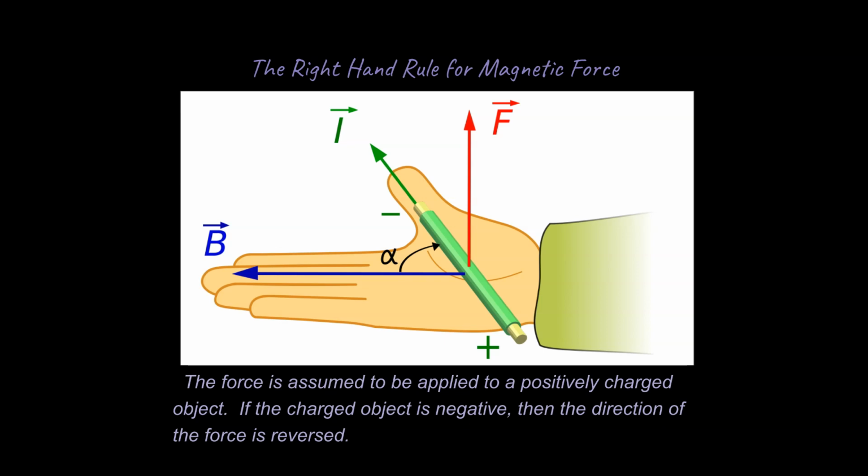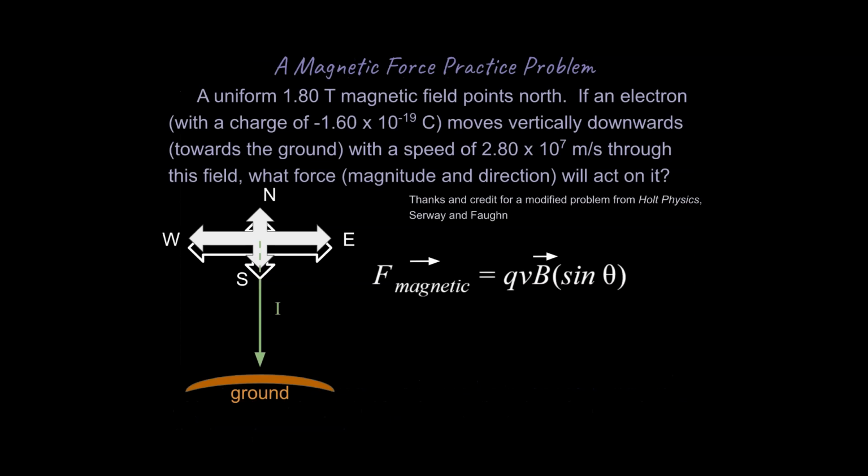In reality, most of the time it's the electrons that are flowing across the surface of a conductor. So one very important thing to note here is that this right-hand rule works if you're talking about a positively charged object, but if the object is negative, then you need to reverse the direction of the force, so the opposite direction. So let's go ahead and see how to apply this.